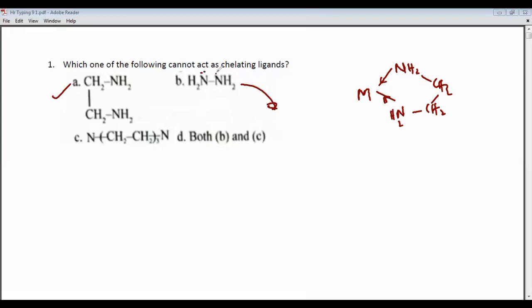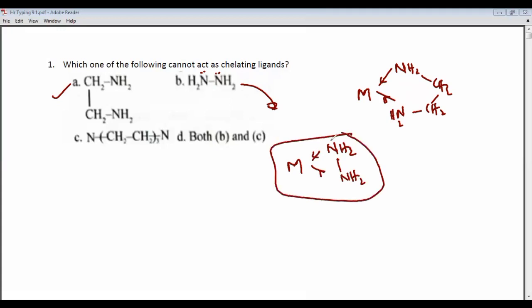What about this one? This may be bidentate, but the ring formed by that particular hydrazine is not much stable. Okay, but there is no chelation actually. This is less stable. So this can't act as a chelating ligand. It may be a bidentate ligand, but it cannot act as a chelating ligand.